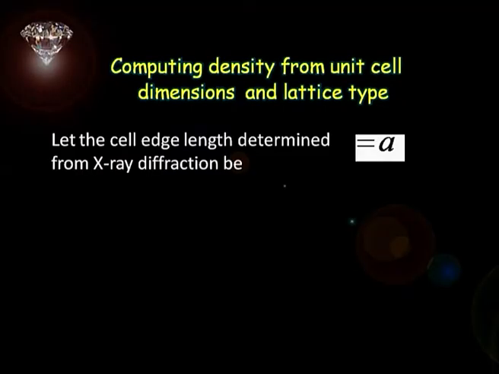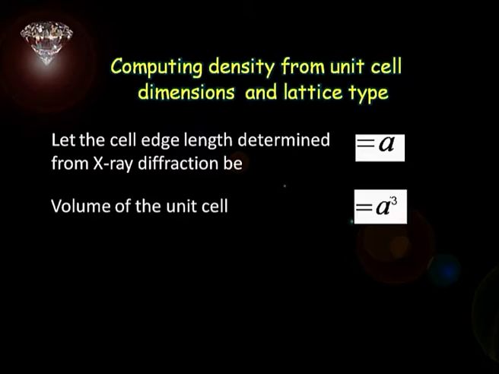Let us assume that the edge length, which is determined from X-ray diffraction, is equal to a units of length, of course, and the volume of the unit cell will be equal to a cube, which is straightforward because it is a cubic system. So, the volume of a cube is length into length into length, or a cube.